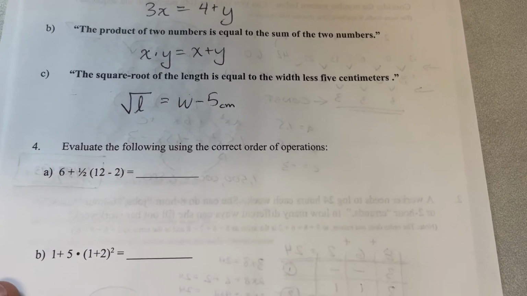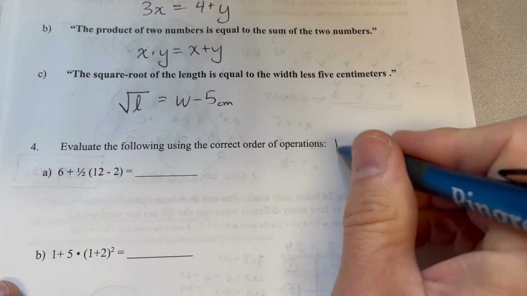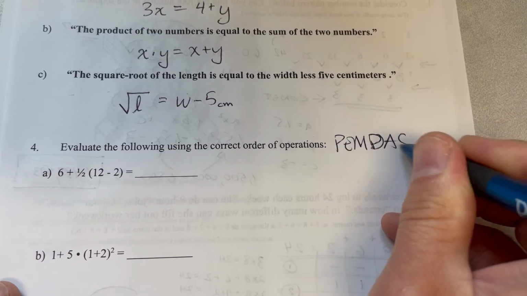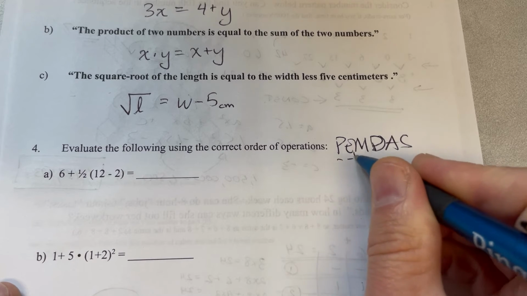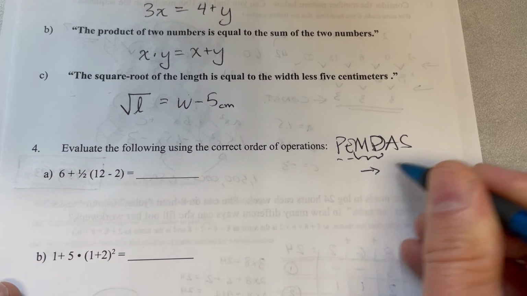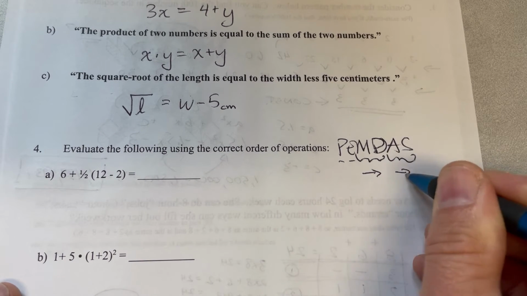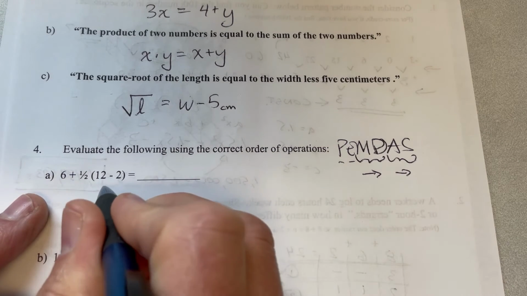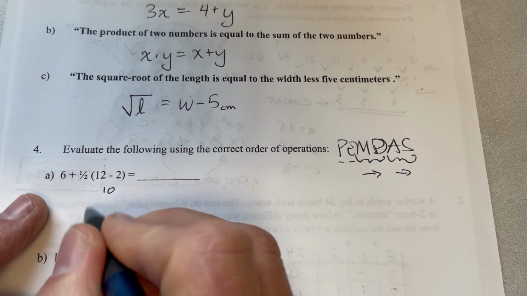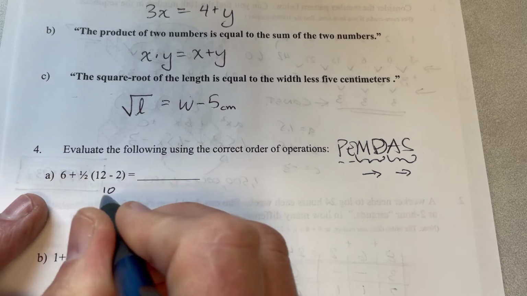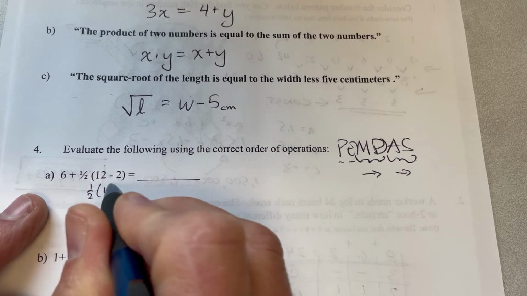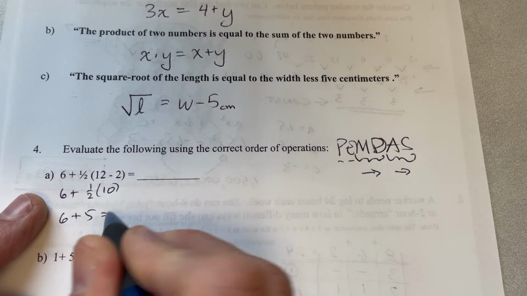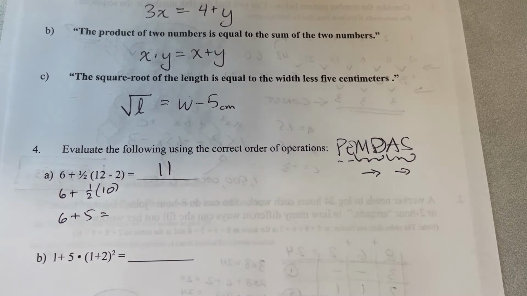Now evaluate. This is where we check to see if you know your PEMDAS. PEMDAS. So that's parentheses, exponents, multiplication and division from left to right, addition and subtraction from left to right. They're kind of like one thing. So what do I do here? I do parentheses. That's 10. 12 minus 2 is 10. I do 1/2 times that. So 1/2 times that is going to give me 5. So I do 6 plus 5 equals, and I write 11.